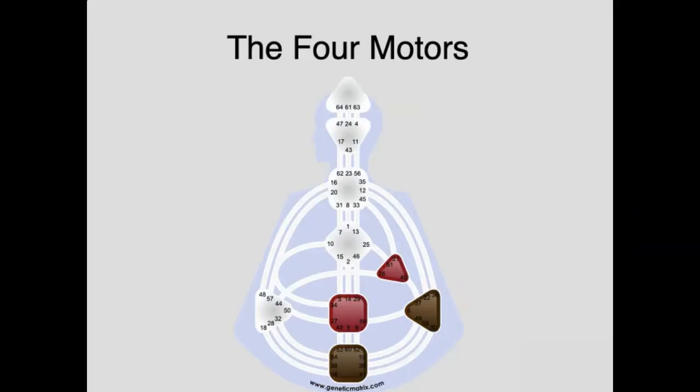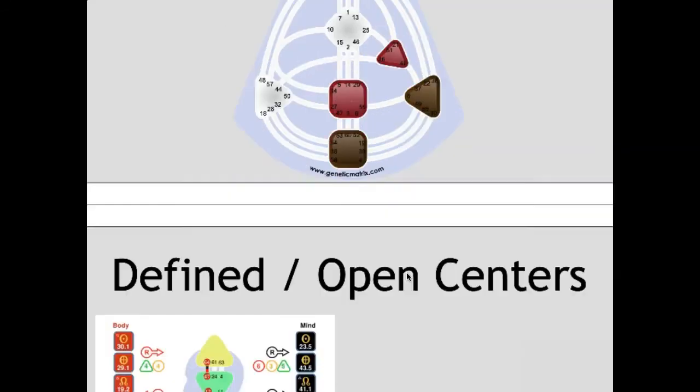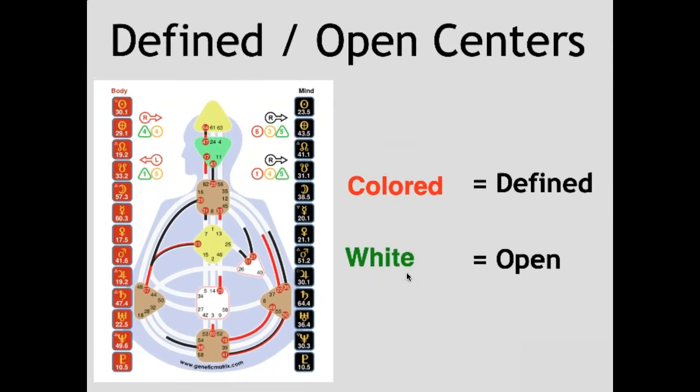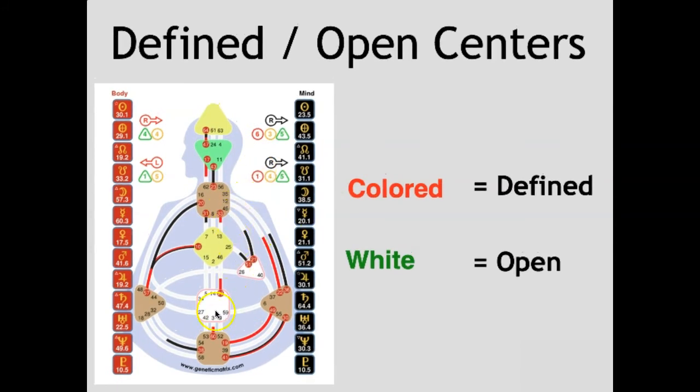In this diagram, you will see that there are 4 motors, and depending on your design, you may have multiple defined or 1 defined. But essentially, this is where your energy comes from. Your life force is coming from your root at the very bottom right here, your sacral, your solar plexus, which is your emotional center, or your heart. And this is a good visual for defined versus open centers.